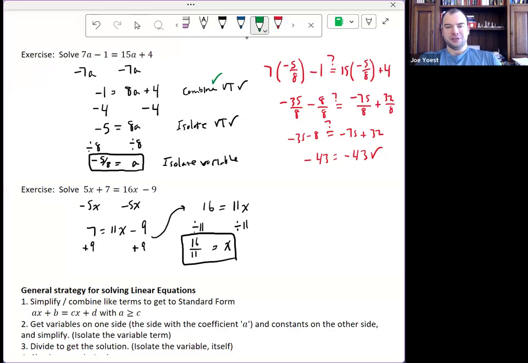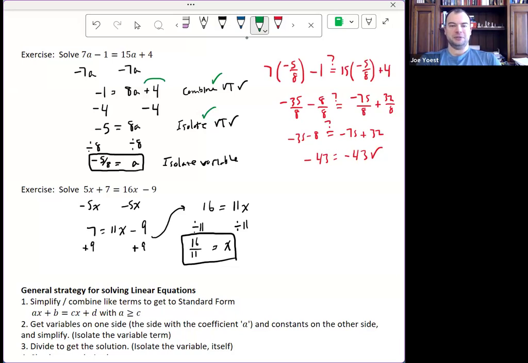Now I want to work towards isolating my variable term, getting that 8a by itself. It has a plus 4 attached to it at the moment, so I just subtract 4 from both sides. That leaves me with 8a on the right, and -1 minus 4 is -5 on the left. I've now isolated my variable term.